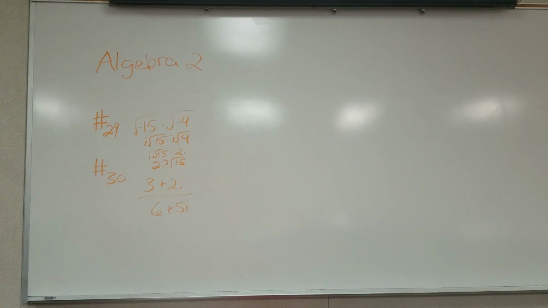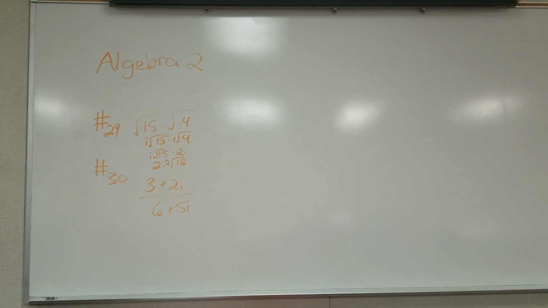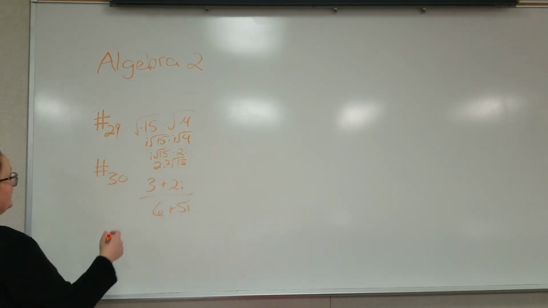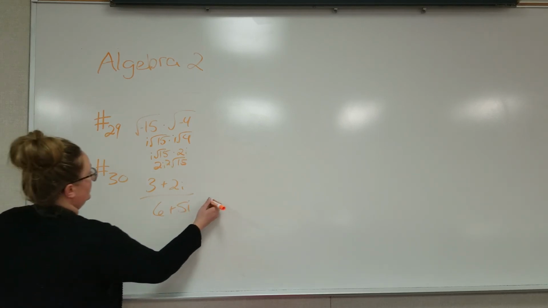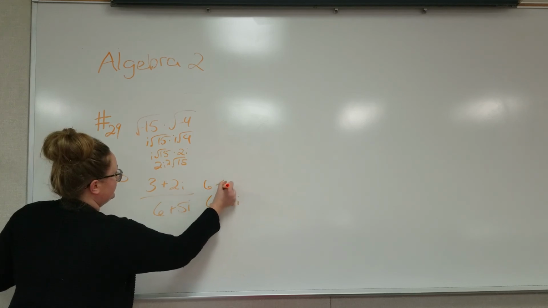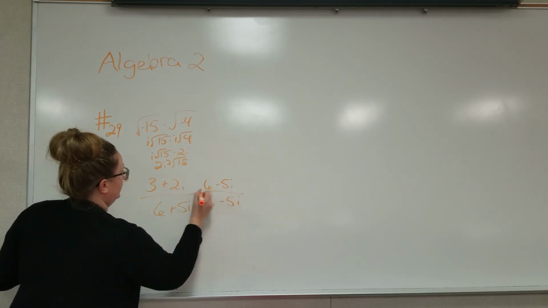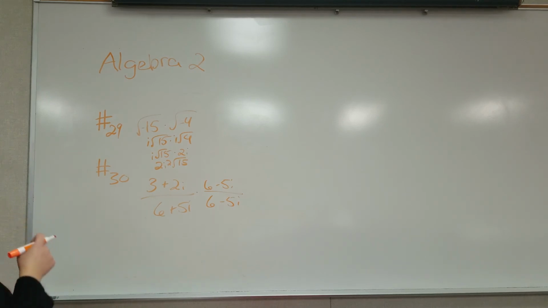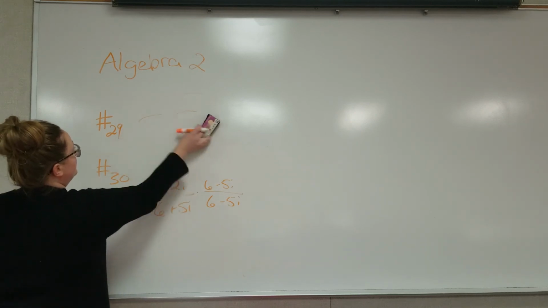And that's the end. Then number 30, they want you to rationalize the denominator again. You have an imaginary number, which you can't have in the denominator. So you've got to multiply by the conjugate, which is going to be 6 minus 5i. So we're going to multiply the top and the bottom by 6 minus 5i. All right, so we'll have to do the FOIL method on top and bottom again. Let's erase this and do it up here.